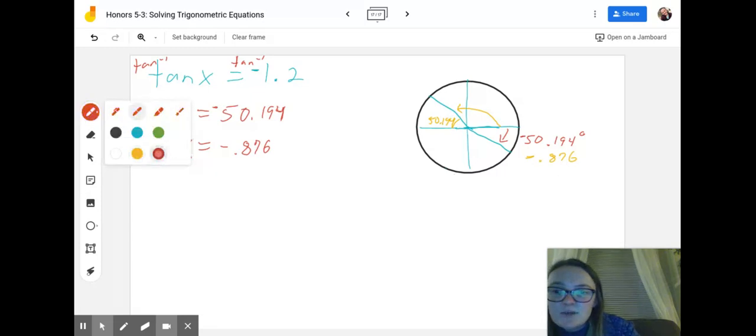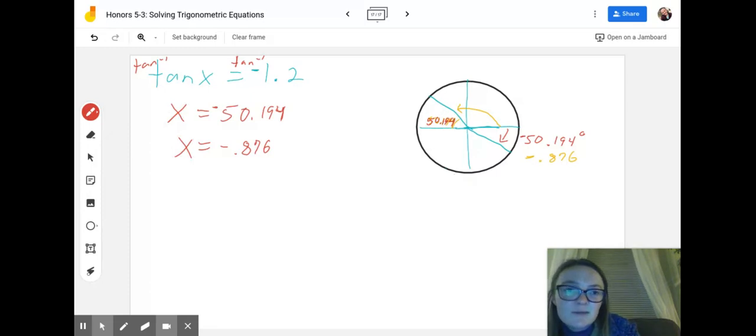So the whole degree measure is going to be 180, which is the whole line, minus 50.194. I should write it in red so we can stay consistent here. So in degrees, my answer is going to be 180 minus 50.194, giving me 129.806 degrees. And we have both our answers, but let's go ahead and write the other one in radians.